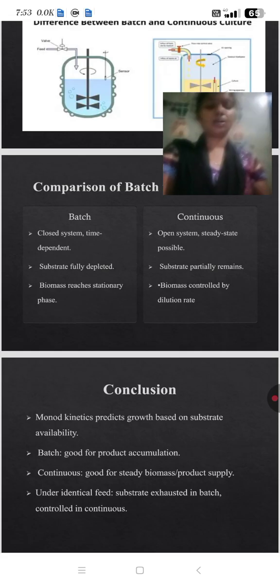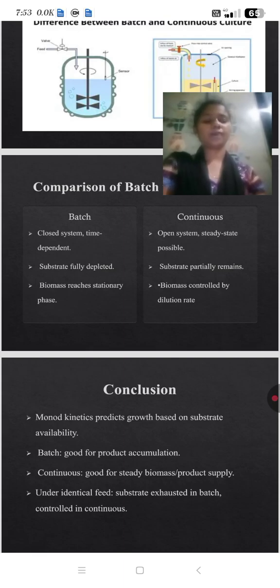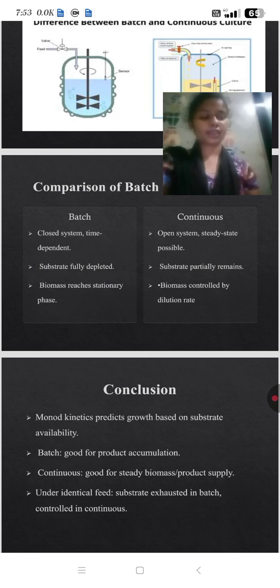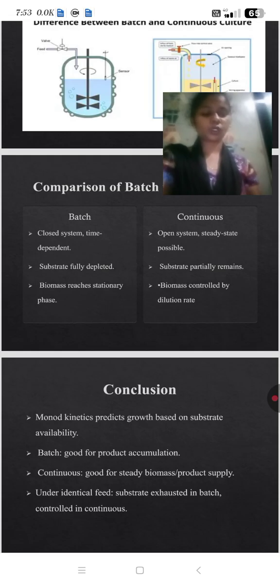Lastly, system type, nutrient use, growth phase, controller. System type: open system. Nutrient use: substrate partially fermented. Growth phase: can maintain steady state growth. Controller: dilution rate based.